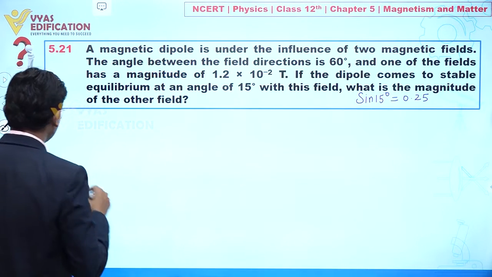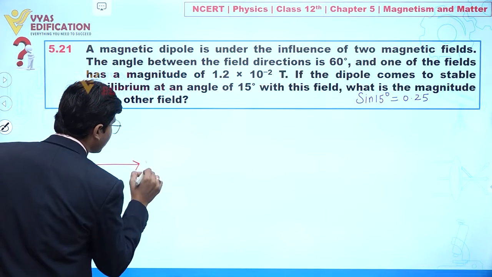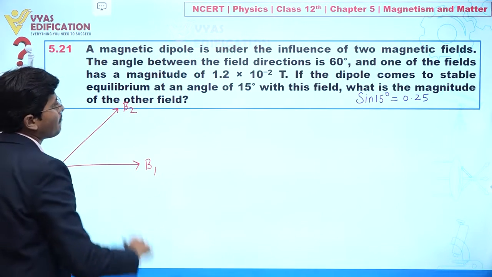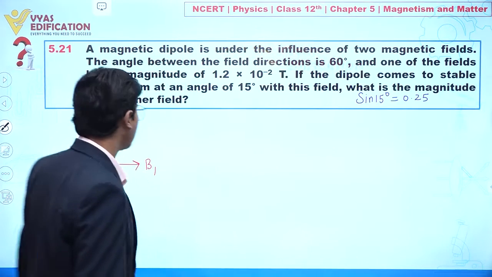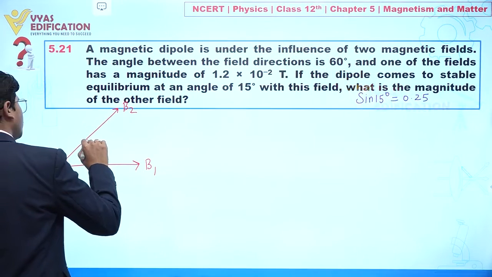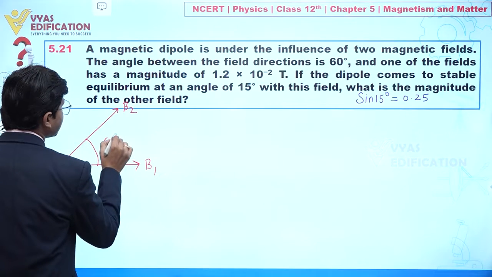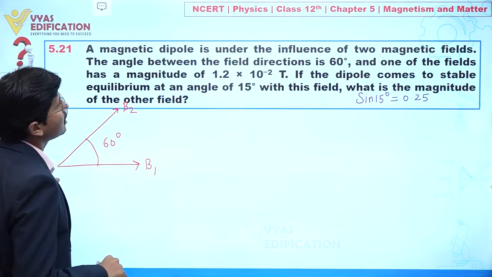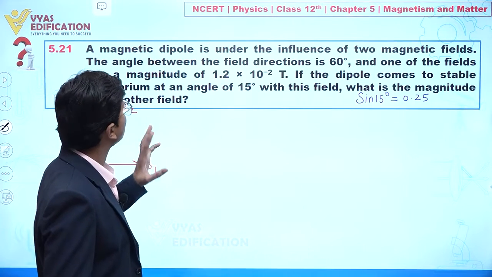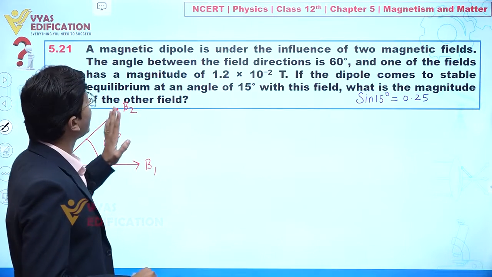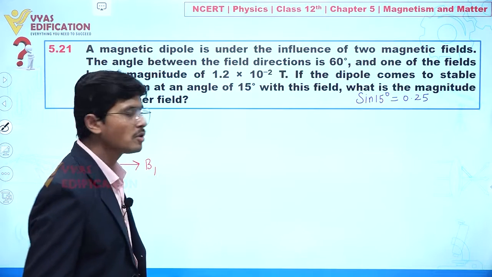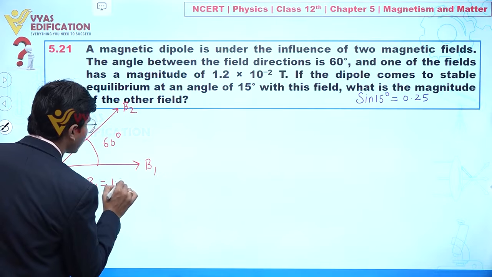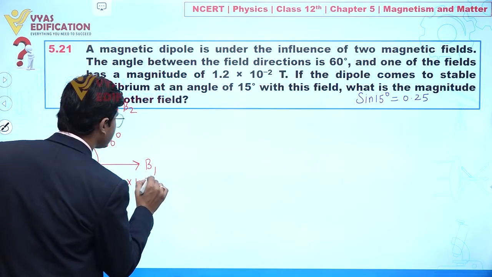Now we can see, let's suppose here we have two magnetic fields. Number one, this is B1, and let's suppose this is another magnetic field B2. It is given in the question that the angle between these two fields is 60 degrees. One of the fields has a magnitude of 1.2 into 10 to the power minus 2 Tesla. So I am assuming B1 is equal to 1.2 into 10 to the power minus 2 Tesla.